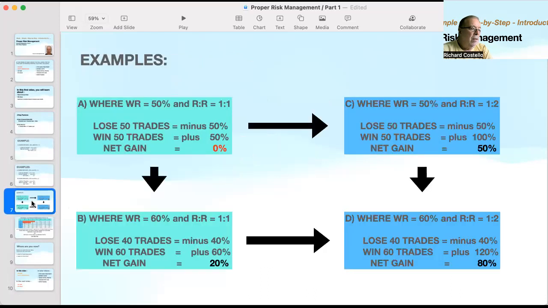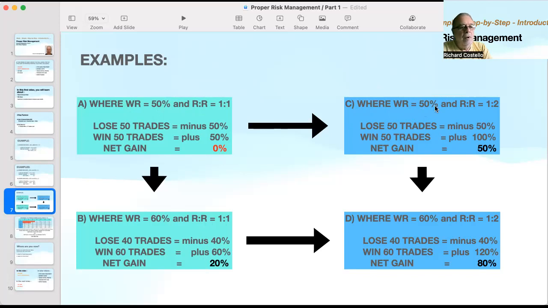Now let's take this a little bit further. These are the two examples we just looked at. Win rate 50%, risk to reward 1:1. You end up with a net gain of 0. If you increase that to 60% and keep your risk to reward at 1:1, you will end up with 20% account gain.